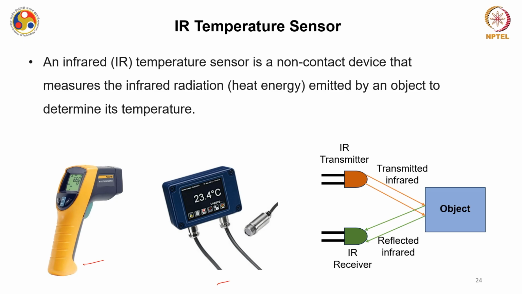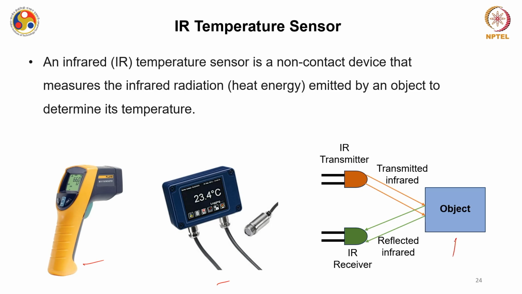So either you detect it directly, or you use a transmitter and receiver kind of system, where an IR transmitter is emitting some light, and it is falling on the object, and based on the intensity or other parameter that the IR receiver receives, we can comment on the temperature of the object.